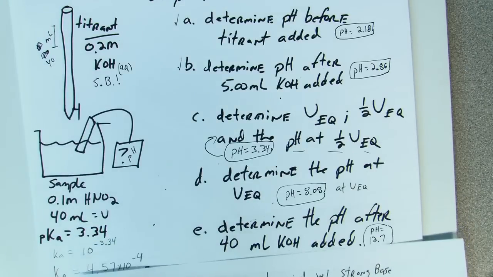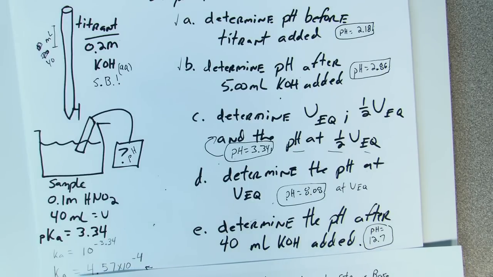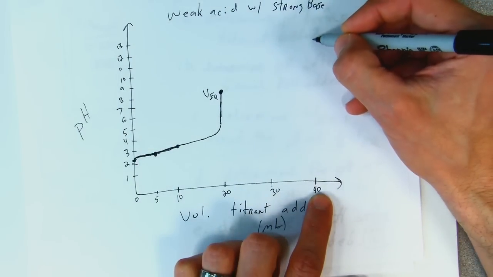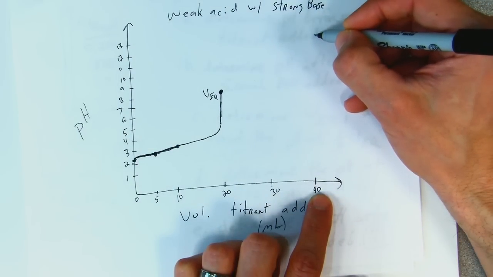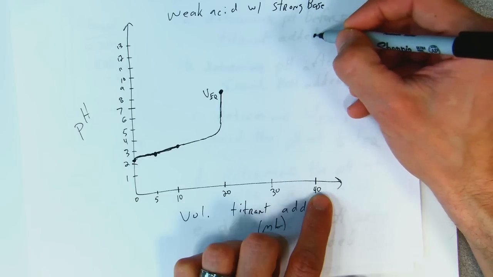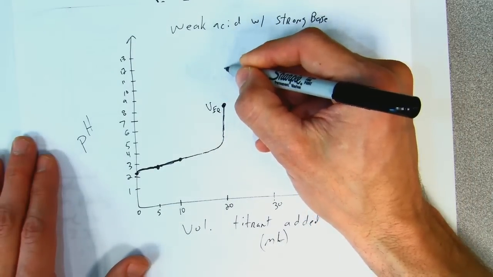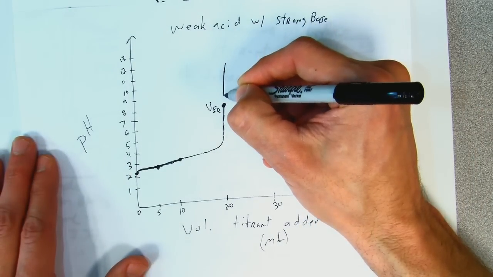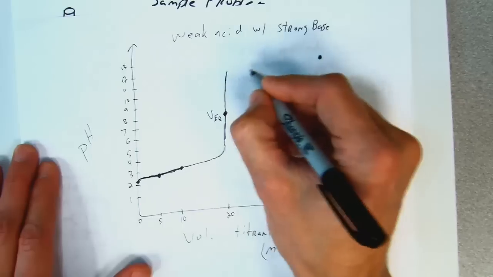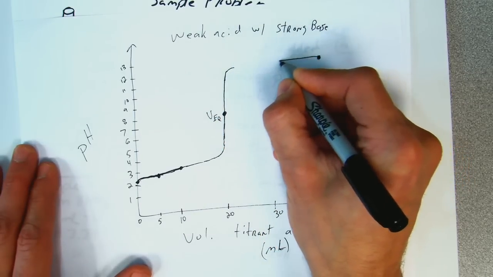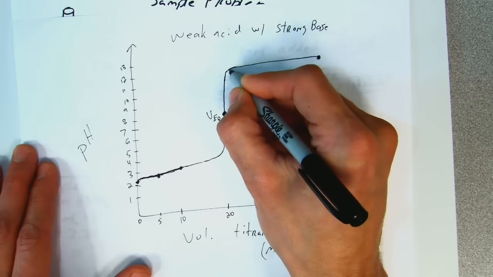And then the last one was determining the pH after 40 mLs were added. Now it's out at 12.7, so that's way out here. Somewhere up here, right? So again, if I'm sketching out what this curve would look like, it would be something like this. Okay.